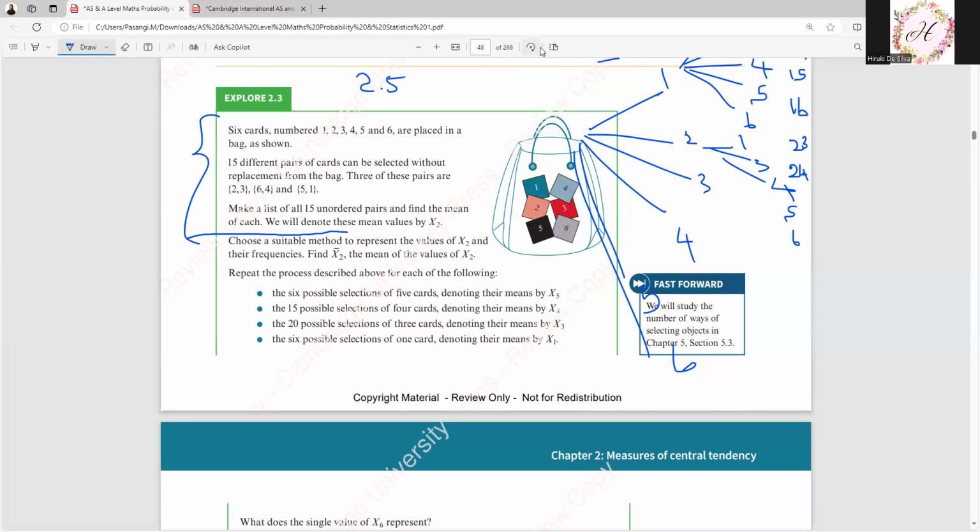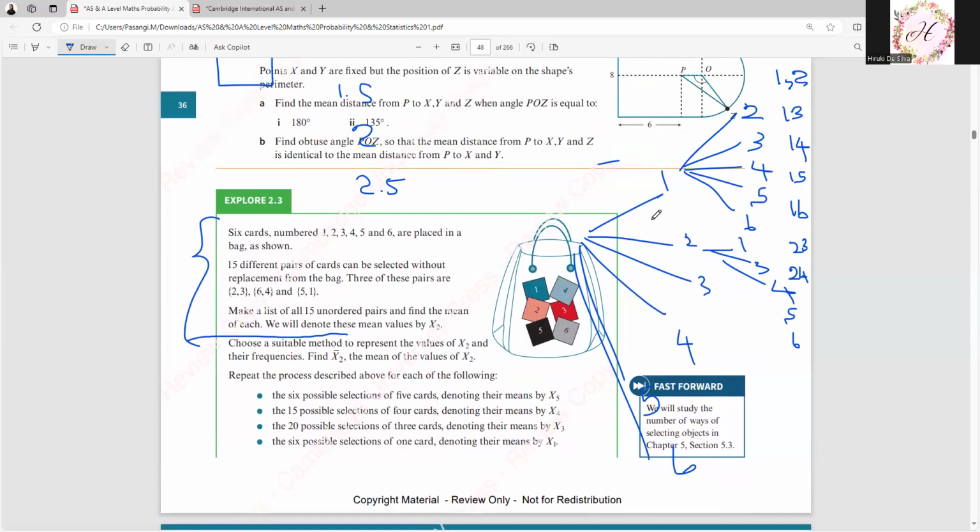I got the 15 pairs, teacher. Okay, so here what are those ones? Let me see: 1 2, 1 3, 1 4, likewise, then 2 3, 2 4, 2 5, 2 6, then again 3 4, 3 5, 3 6. Likewise there are like 15.